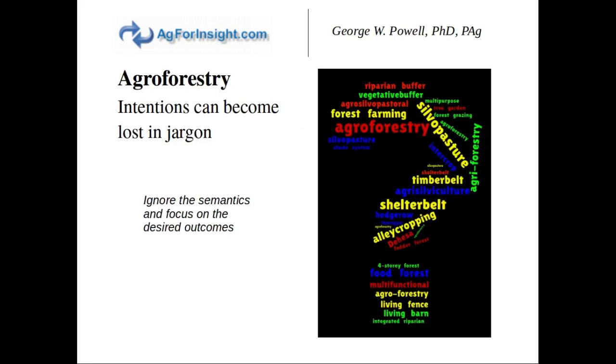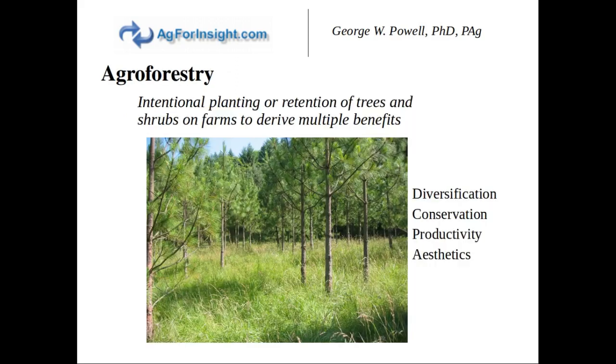Agroforestry, more so than most disciplines, suffers from an abundance of technical jargon. So what I've been trying to do in the last few years is demystify agroforestry by placing less emphasis on the terminology and more where it should be, on the intentions and desired outcomes from using trees and shrubs. So agroforestry at its heart is the intentional planting or retention of trees and shrubs to derive any one of multiple benefits. It might be in the form of diversification, conservation benefits, enhancing productivity, aesthetics, or other values, or a little bit of each of those.